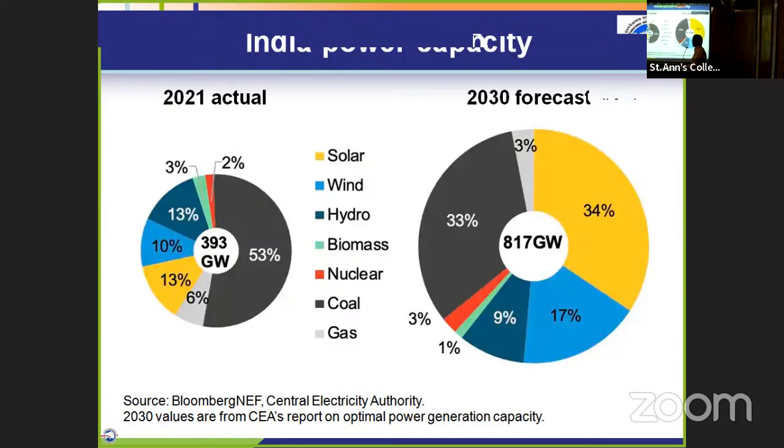And out of that, about 53% of power we generate only from coal, right? And only 13% from solar, some 10% from wind, about 13% from hydro, and 6% from gas. So maximum, about 70% we still generate from the non-renewable sources. And this 400 gigawatt is our present demand till date.